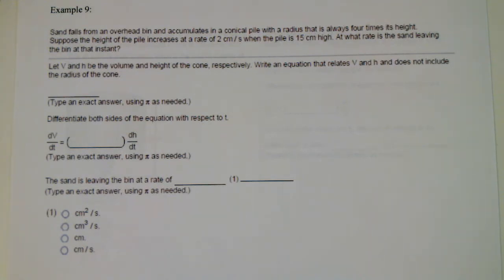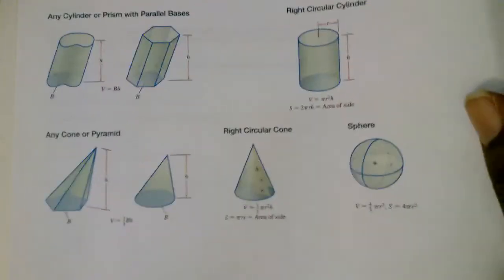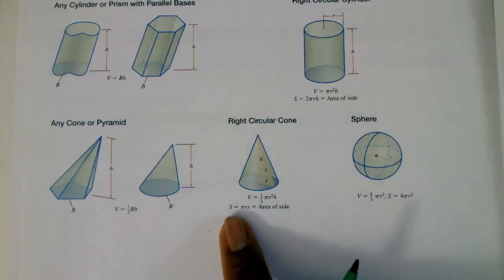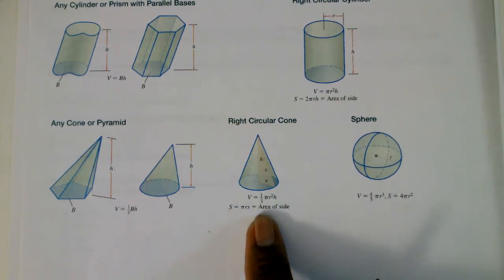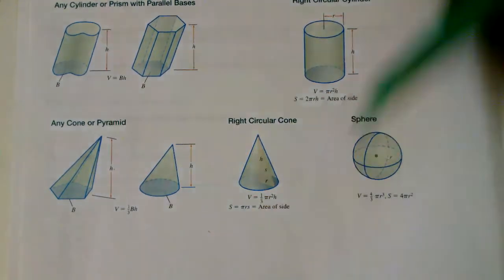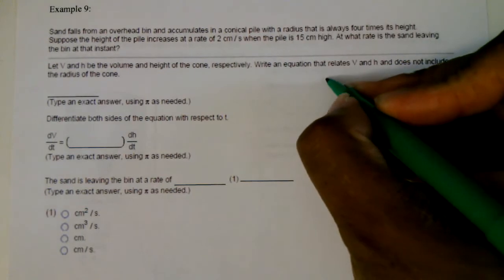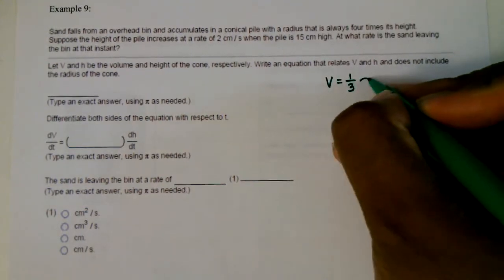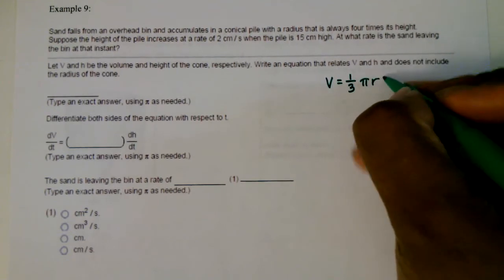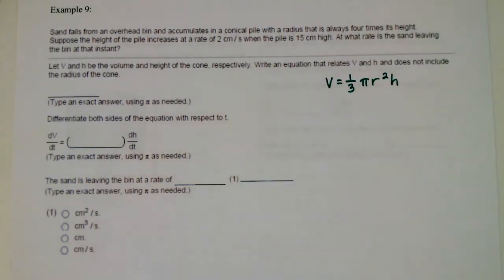And here we want to let V and H be the volume and height of the cone, respectively. Write an equation that relates V and H and does not include the radius of the cone. Okay. So we need to know the formula for finding the volume of any right circular cone. Here it is. The volume in this case is going to be 1/3 pi times the radius squared times the height.